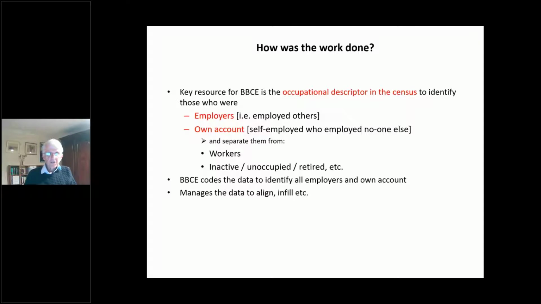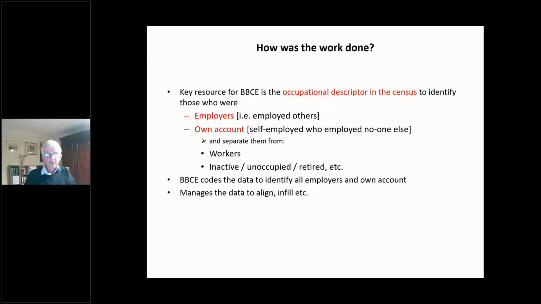Now, that's giving you some of the results and some of the motivations for doing the research. I now want to tell you something about how the work was done, very briefly. Since this is 18,000 years, it's going to have to be pretty brief. The key resource we've been using is the occupational descriptor of the census, the piece of the census documents that show you what people did in their occupation.